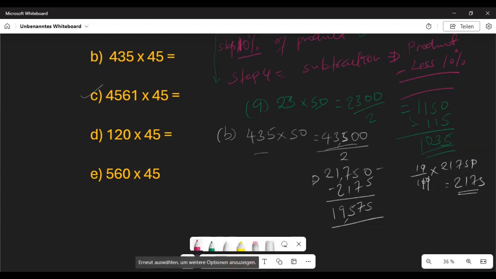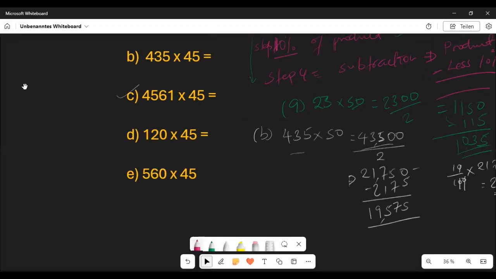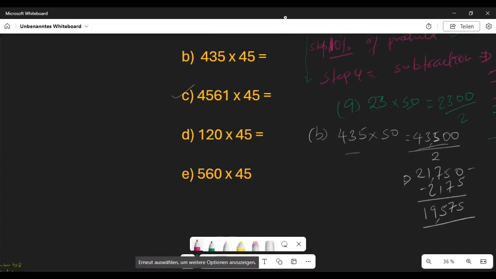So we're going to do C on this other side. So we have here 4,561. Like we said, the first step is going to be to promote 45 to be 50. So we're going to multiply that one by 50. And we know that every time we multiply a number by 50, it's equivalent to saying we have 4,561 multiplied by 100, which just adds 2 zeros, and then divide by 2. Okay, so in that case, it's not so difficult.